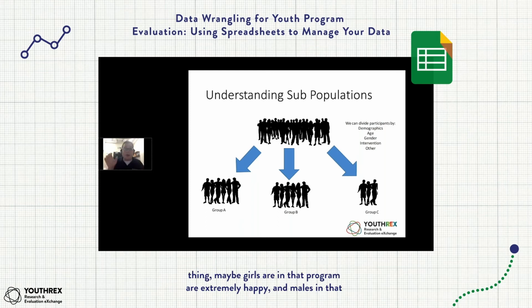Maybe girls in that program are extremely happy, and males in that program are extremely unhappy, but because one group is larger than the other, it's hard to see. Now, intuitively, you may understand a lot of things that are happening in your program, like, for example, people are generally happy, or that it's generally 80% female. You just know, because you deal with people every day.